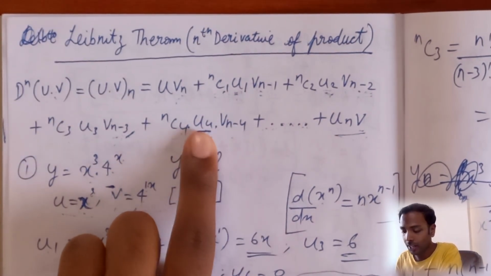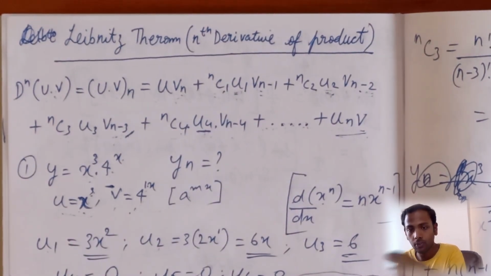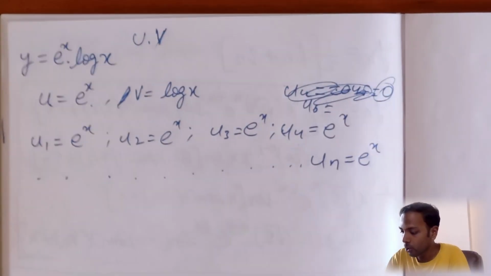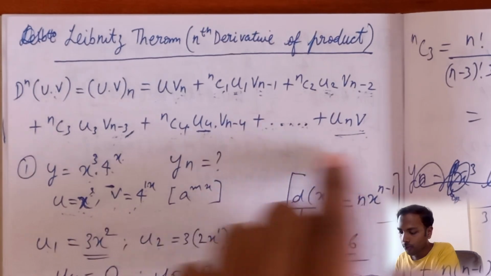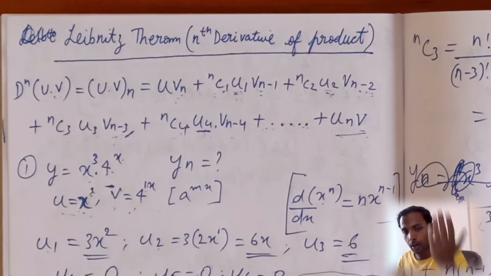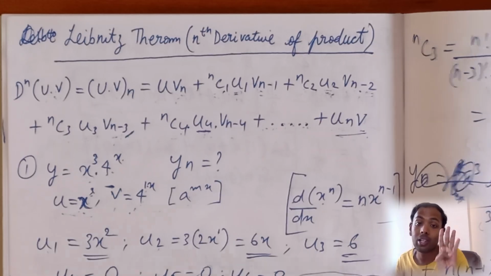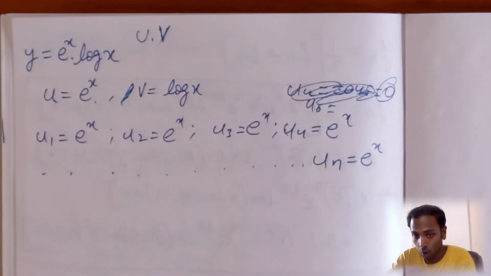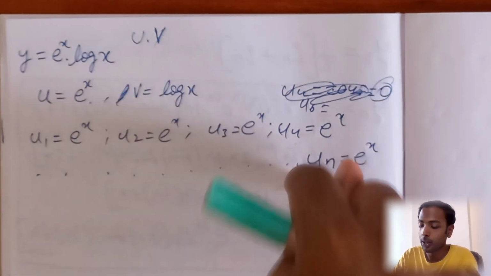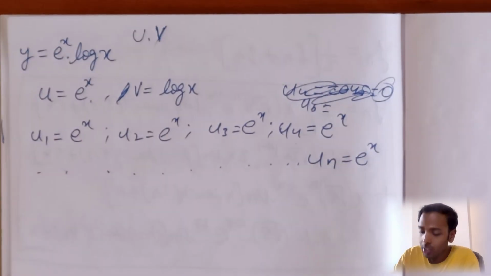Because it's a multiplication, and 0 multiplied by any term would be 0. Since u5, u6, everything is 0, from this term, every term would be 0. And henceforth, only 1, 2, 3, and 4 terms would be present in the final solution. All this is if u4 was 0. But in this case, none of the u's was 0.